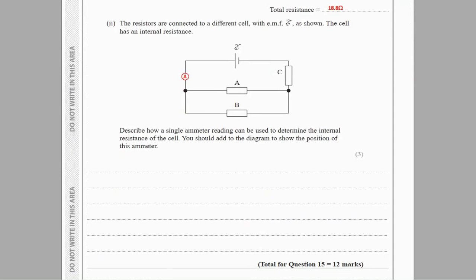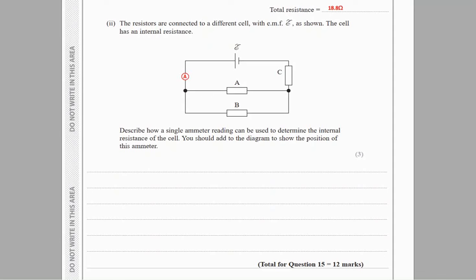Part 2 says the resistors are connected to a different cell with an EMF as shown. The cell has an internal resistance. Describe how a single ammeter reading can be used to determine the internal resistance of the cell. You should add to the diagram to show the position of this ammeter.